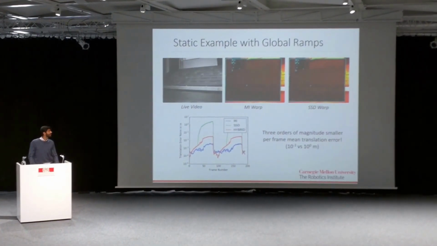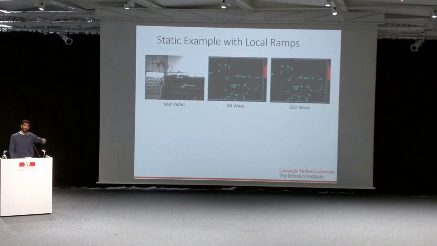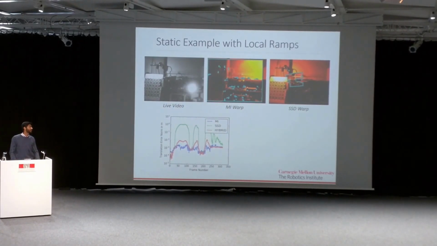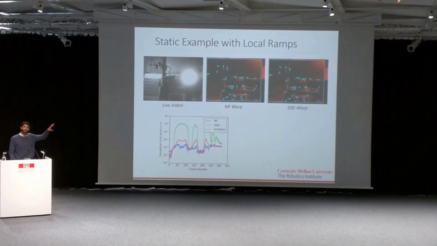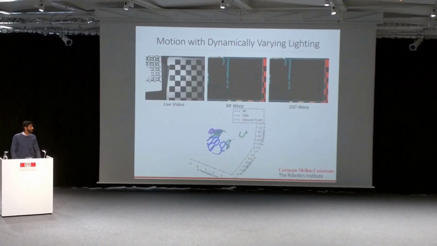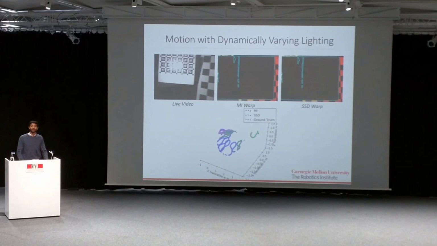And if we plot the per frame error, it turns out we get a 3 orders of magnitude per frame error difference. Similarly, when I do a local ramp, so basically I'm moving the light around, I see a similar sort of performance, so my mutual information tracks through, but the moment the overall global lighting changes for SSD, it fails.